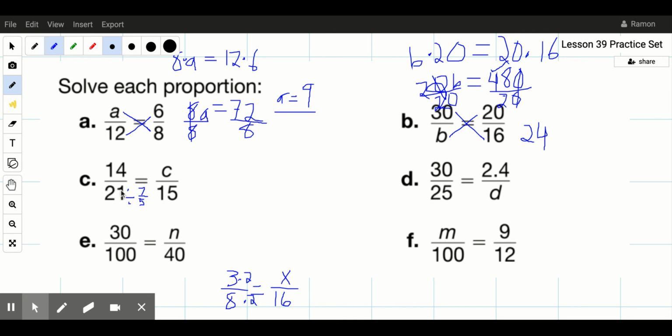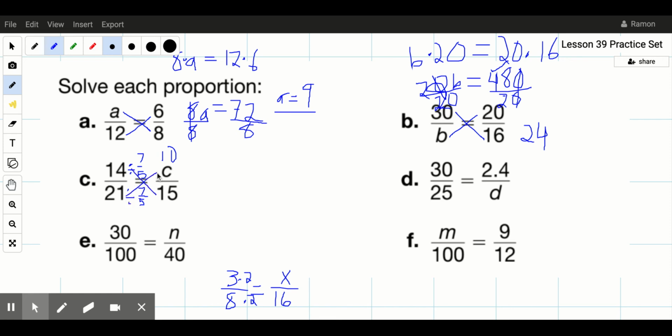So then you have to keep, change, reciprocate, cancel, then you get 15. You have to do the same thing here where you're dividing by 7 fifths. Keep, change, reciprocate. And 14, that's 10. So ultimately, would you get the same answer? Yes, but again, figuring out what that factor is going to be that you multiply by is what makes it a little bit trickier. So instead, we just cross multiply.